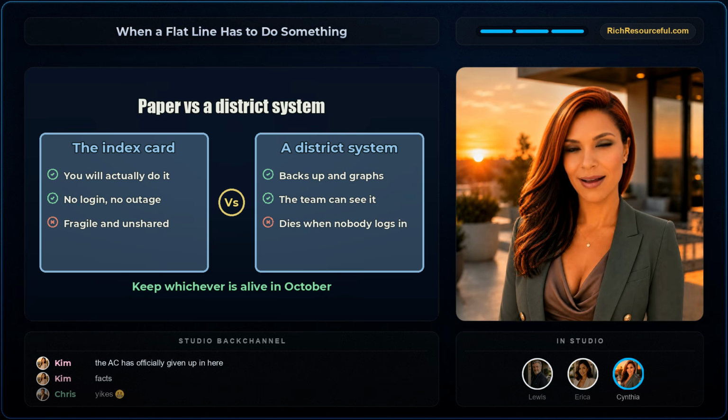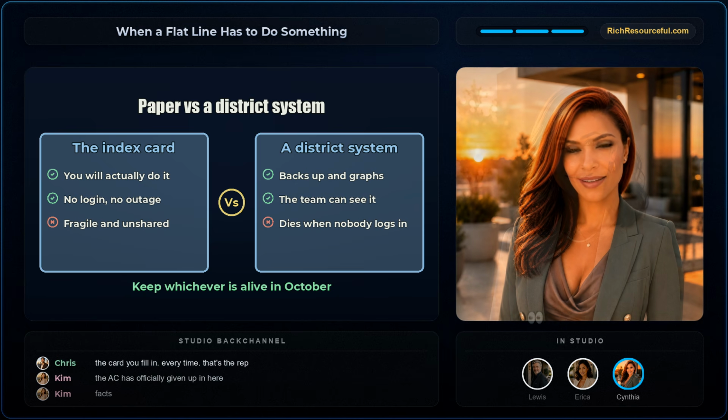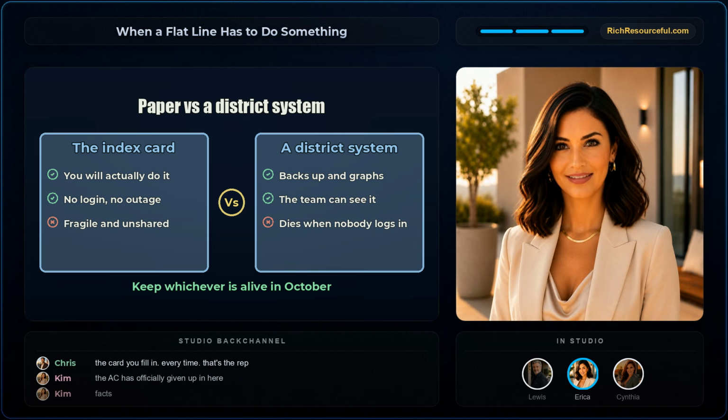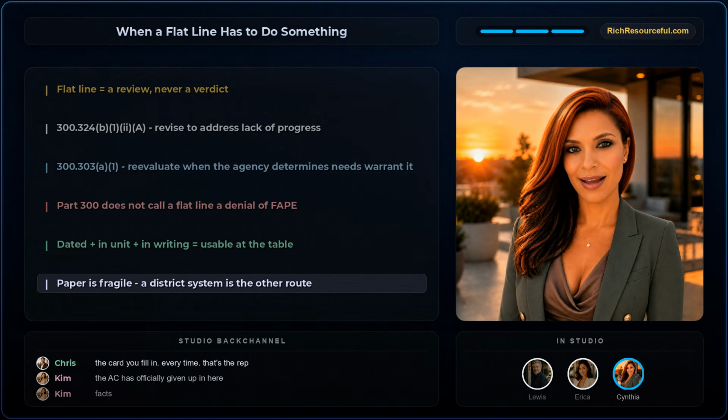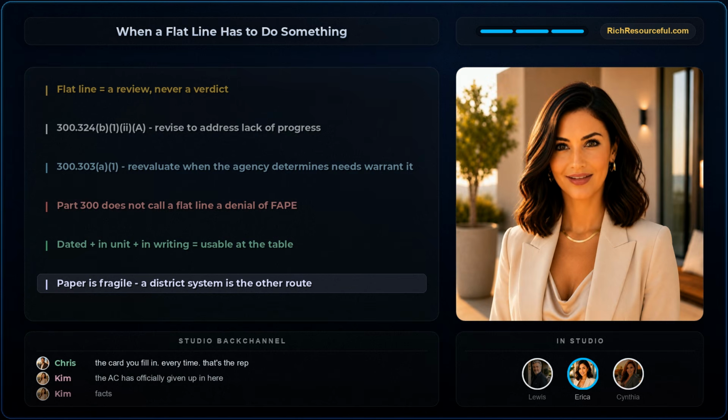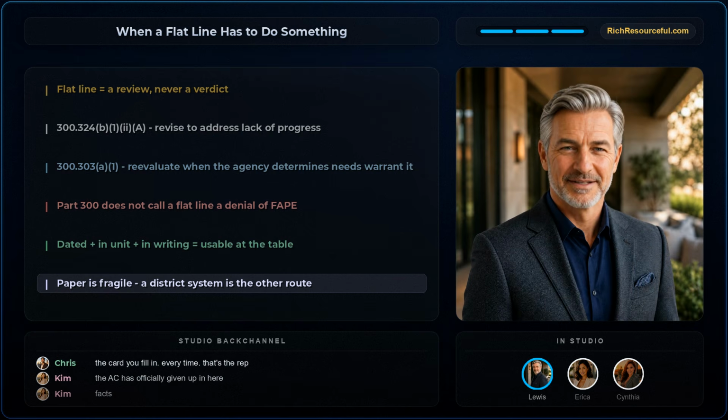Pick by temperament, honestly. If you open the app, open the app. If you know you won't, the index card wins because a card you fill in beats a dashboard you license for a year and open twice. Fair, Erica. Whichever one is still alive in October is your answer. Here's the ruling then. Habit first, tool second. Bureaucracies do love a dashboard nobody opens. Every hype cycle produces one, gets an acronym for it, and then quietly stops mentioning it around March.